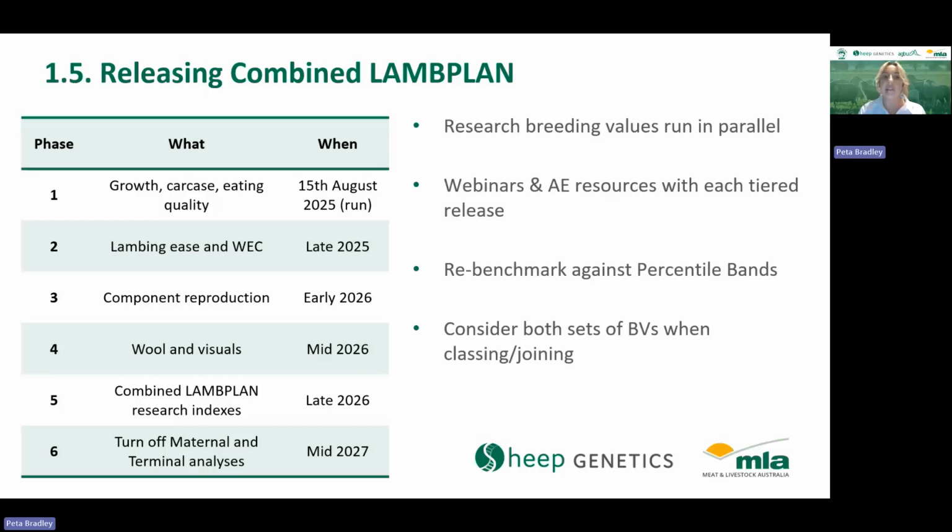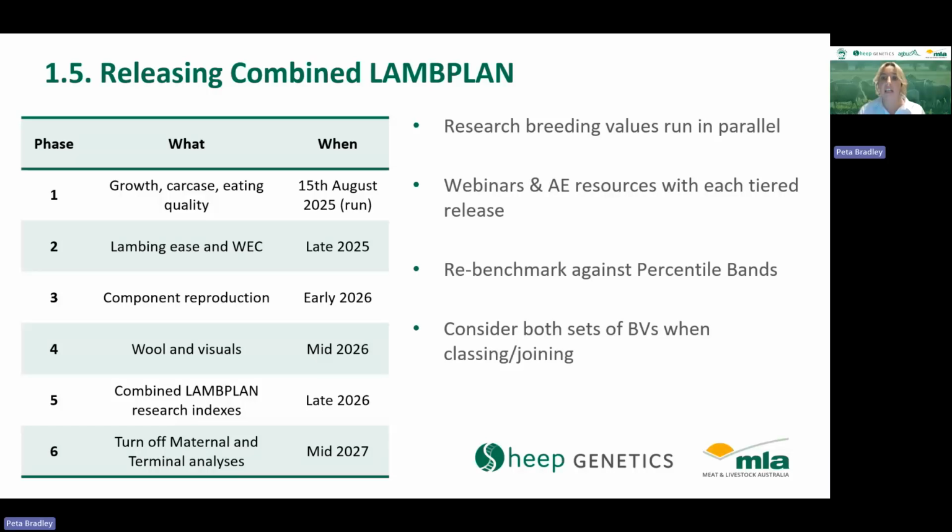And the reason for that is initially we'll only be receiving breeding values on growth, carcass, and eating quality traits. So that's growth like your post-weaning weights, yearling weights, weaning weights and birth weights, carcass traits like eye muscle and fat depth, and your eating quality traits like intramuscular fat and shear force. So we won't have all traits available from the start.